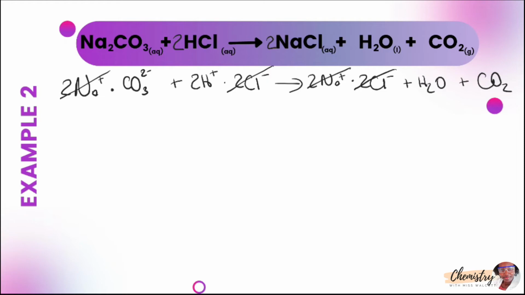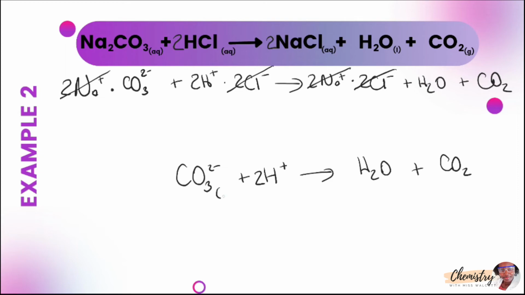So to write our net ionic equation, anything we didn't cross out, we're going to write back. So the ionic equation would be carbonate ion plus my hydrogen ions form water and carbon dioxide. And I'm going to go ahead and put my state symbols in.